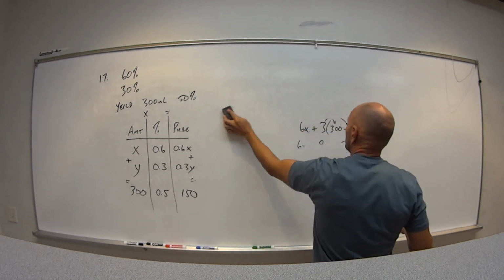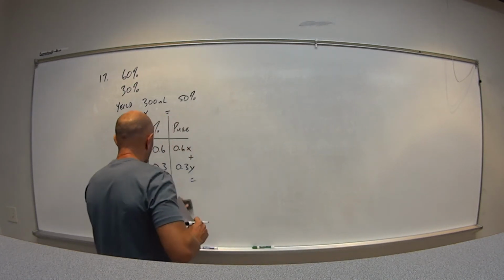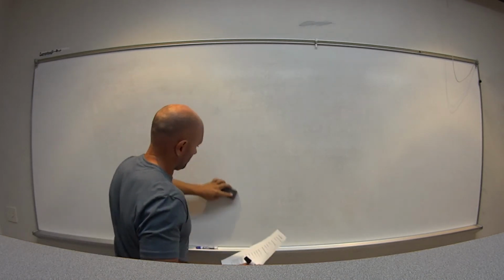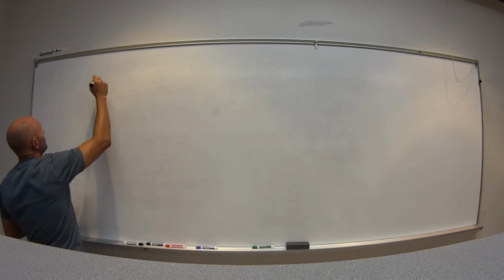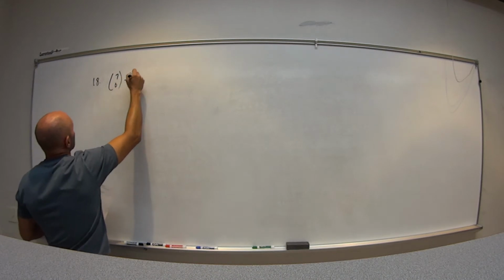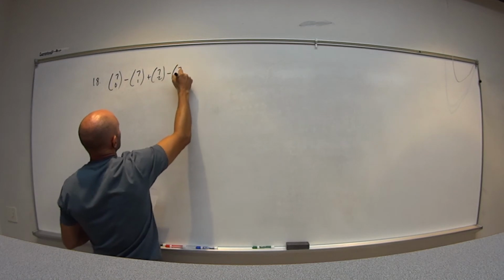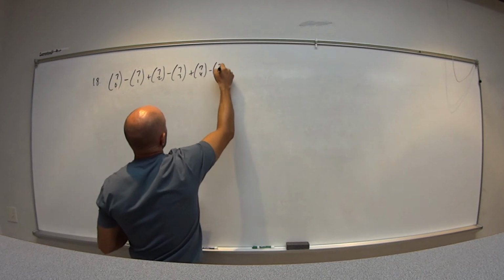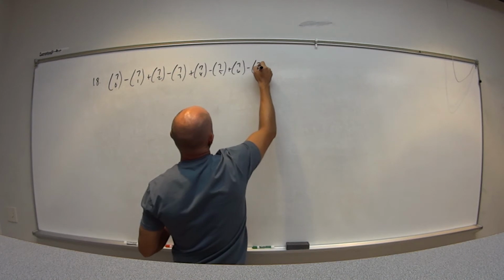So 18 just says it's like the homework problem number 6 on WebAssign for section 12.6. We've already done it in class, so I'm not going to go through it too much, but it was 7 choose 0 minus 7 choose 1 plus 7 choose 2 minus 7 choose 3 plus 7 choose 4 minus 7 choose 5 plus 7 choose 6 minus 7 choose 7.